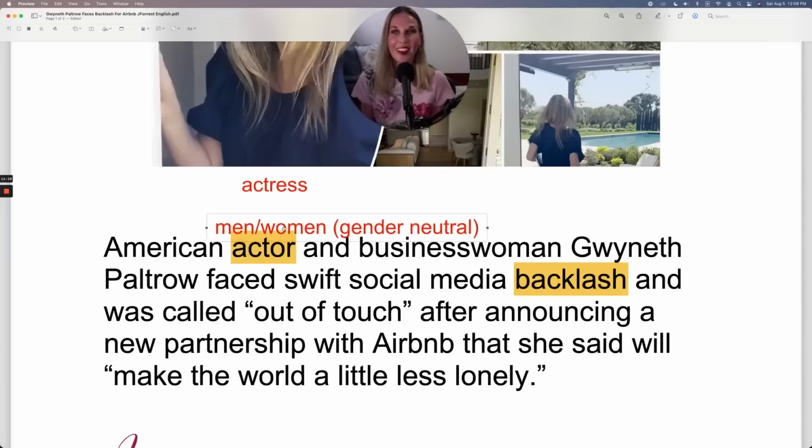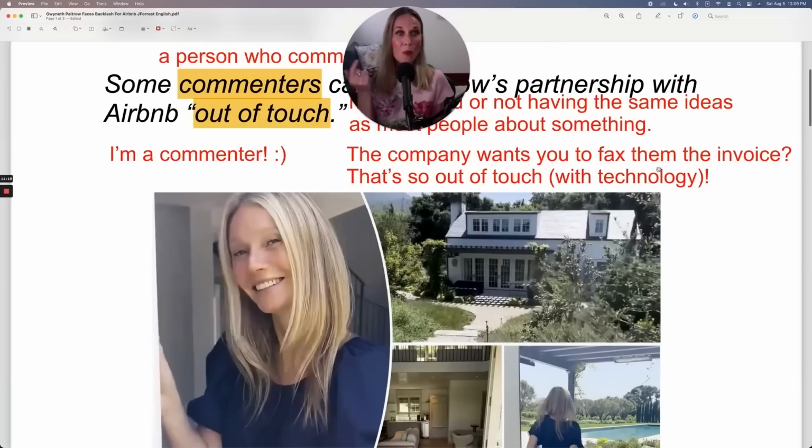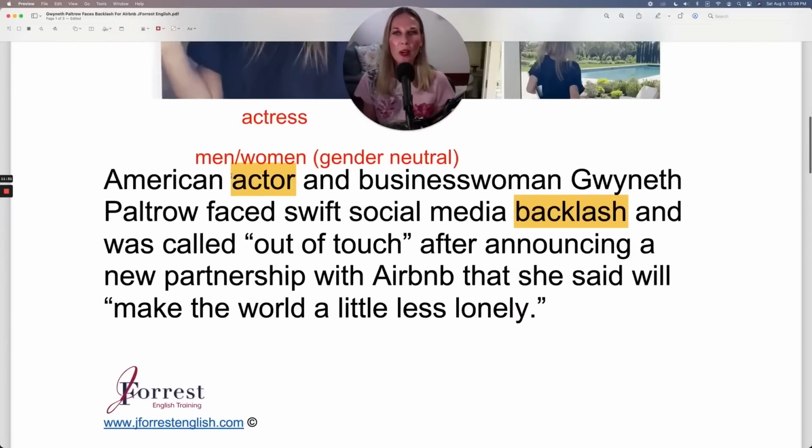So if someone keeps referring to someone as an actress, you can say, well, actually, that's a little out of touch, because in modern usage, you don't need to specify actress. You can simply use actor for both men and women. All right. American actor and businesswoman Gwyneth Paltrow faced swift social media backlash.